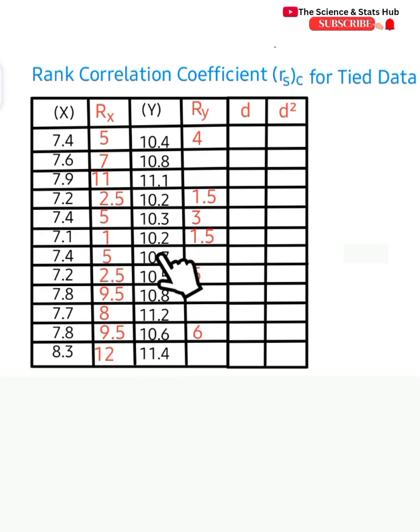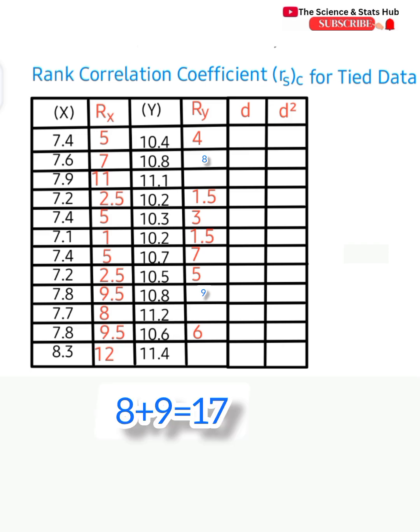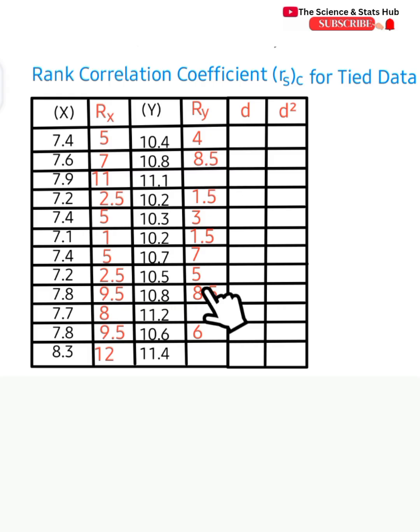10.7 takes the rank value of 7. 10.8 here is expected to take the rank value of 8. We also have another 10.8, which is expected to take the rank value of 9. So 8 plus 9 gives 17. 17 divided by 2, 8.5.